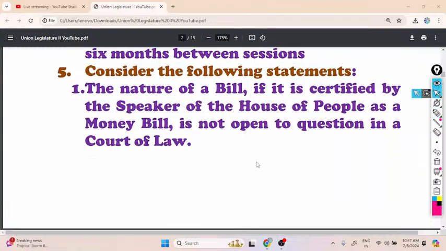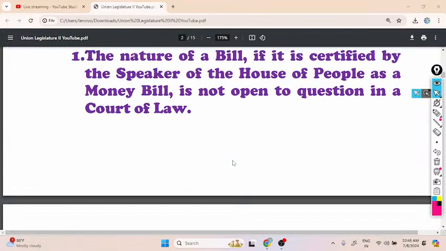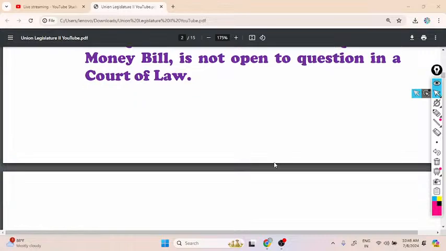Consider the following statements. The nature of a bill, if it is certified by the Speaker of the House of the People as a money bill, is not open to question in a court of law. Yes, that is also there, but there was another bill controversy in 2016 in which the Supreme Court held so, but so far the provision stands appropriate. No change in the provision. The Speaker's decision whether a bill is a money bill or not is final and binding. So the standing rule is like that.